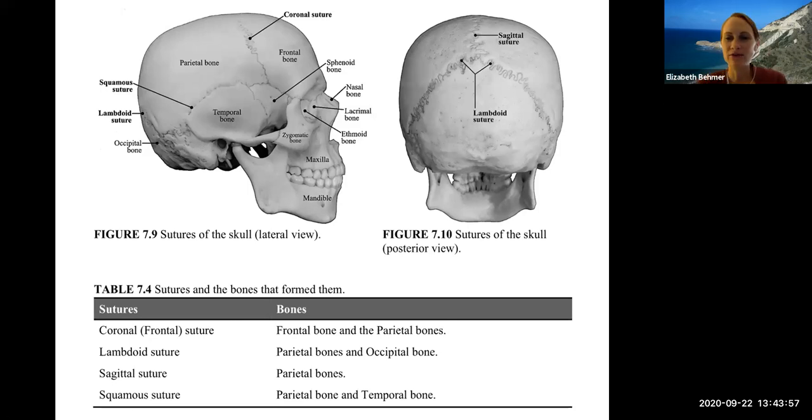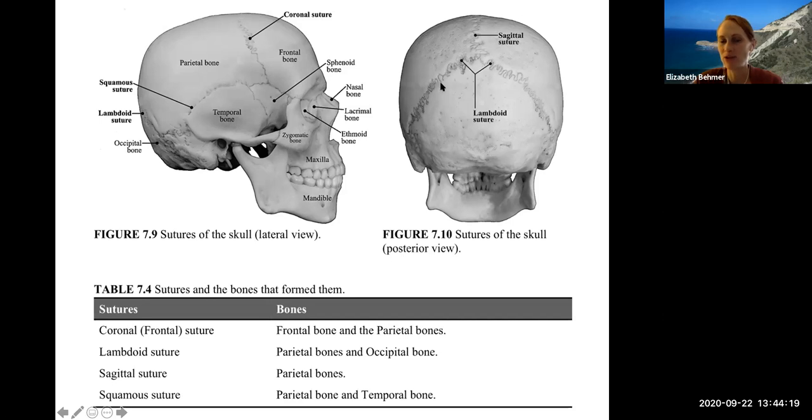Here is a lateral view and a posterior view of the skull again. And then this specifically talks about the sutures and the bones that form each suture. So again, your coronal suture is formed by your frontal and parietal bones coming together. The lambdoid suture is formed from your parietal bones and occipital bone coming together. So you can see that is in the back of the skull.